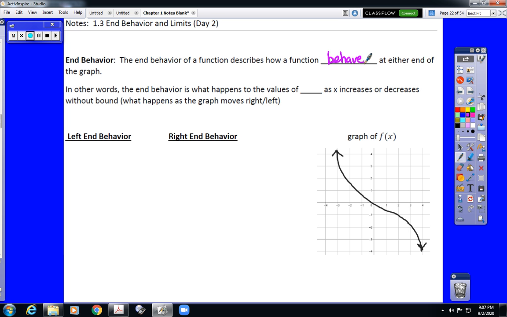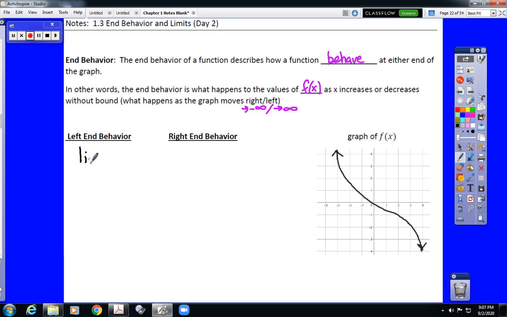Okay, so in other words, we're looking at the end behavior, what happens to the values of the function itself as x increases or decreases to infinity. What we're talking about there is as we move to the right, towards infinity, or to the left, towards negative infinity. Now we don't want to get caught up too much in the notation here because most of the notation is always exactly the same.